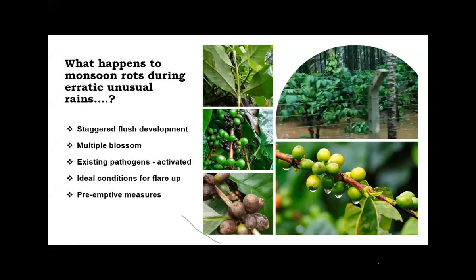As I said in our previous slides, it is a slow extension of the disease. But due to these dry and wet conditions, the pathogens will definitely be activated. Even in the case of rot diseases, the pathogen in the endemic patches will be activated due to moisture. These are the conditions ideal for flare-up of all these rot diseases.